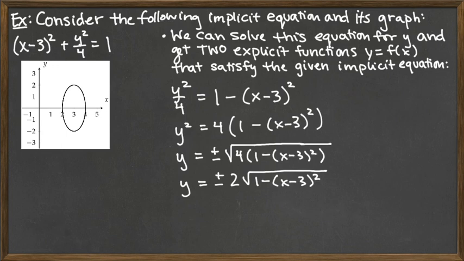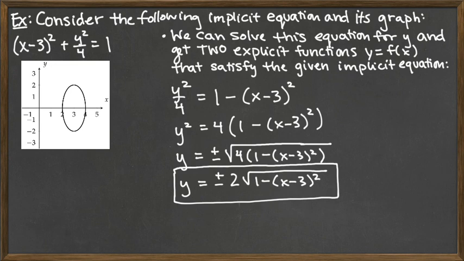They would pass the vertical line test. But when you put it all together, the ellipse itself is not a function, but in some sense it's made up of two branches, each of which is a function. And so those would be our two explicit functions that are in some sense hidden inside this implicit equation.